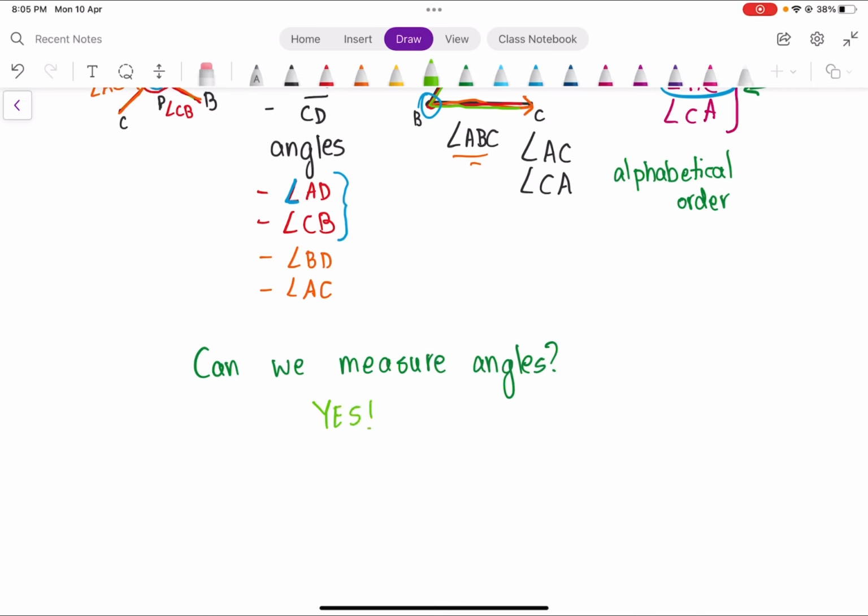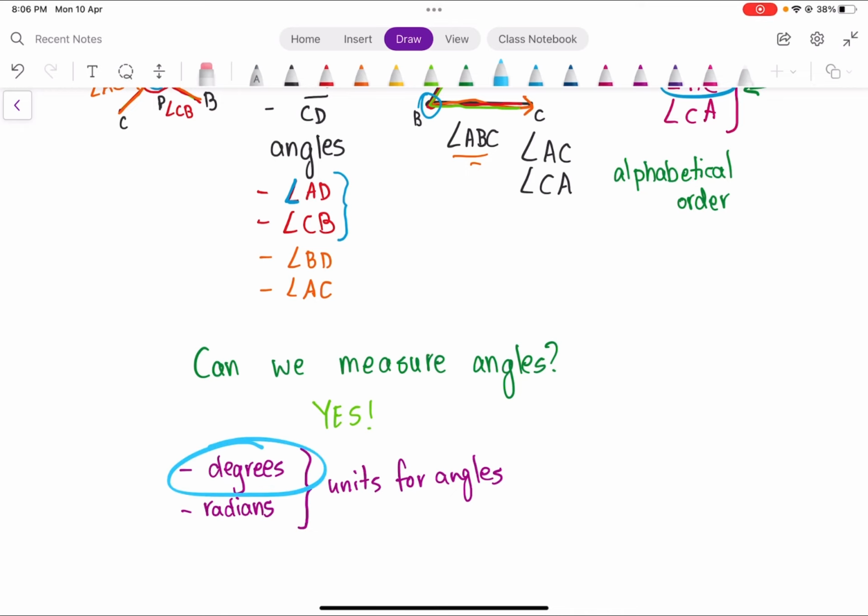And we measure them using a few different units, which are degrees, radians, and I think that's it. There could be more units, but these are the most commonly used units for angles. So there are two units for angles, that I know of, but in this video, we're going to be focusing on degrees.